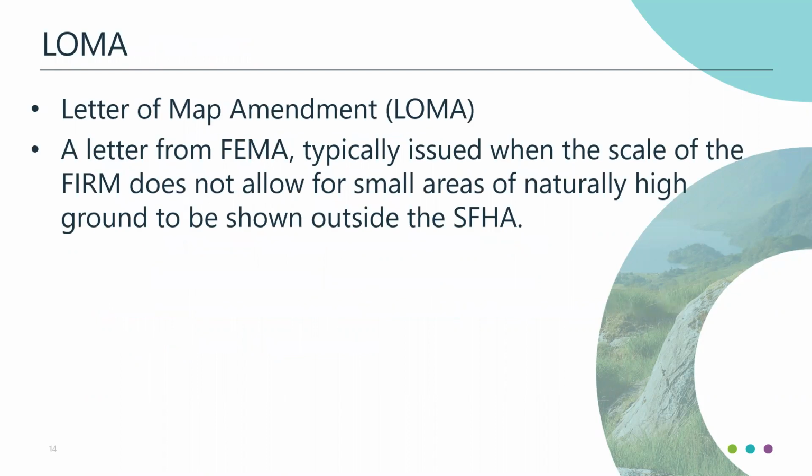A LOMA, or a letter of map amendment, is basically a letter from FEMA. It typically is issued when the scale of a FIRM does not allow for that area to be shown outside of the special flood hazard area, or maybe the floodplain boundary is so close to a building that a determination could not be made. And so this is a process for FEMA to basically state whether or not a structure or area is not within the special flood hazard area. It's a determination whether it's above or below that.